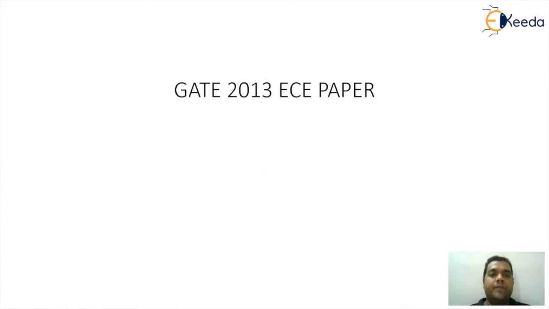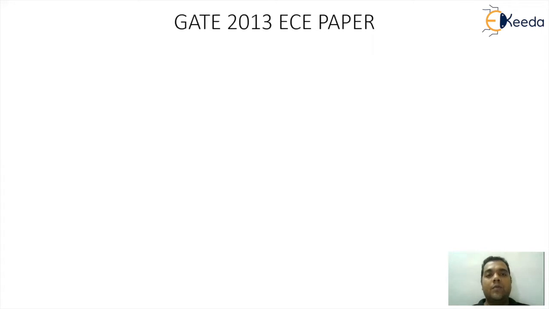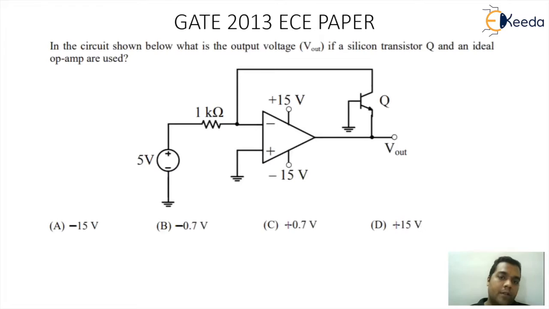So let's take a question. This is from the GATE 2013 EC paper. The question is, in the circuitry shown below, what is the output voltage Vout if a silicon transistor Q and an ideal op-amp are used? The options given are minus 15, minus 0.7, plus 0.7 and plus 15.